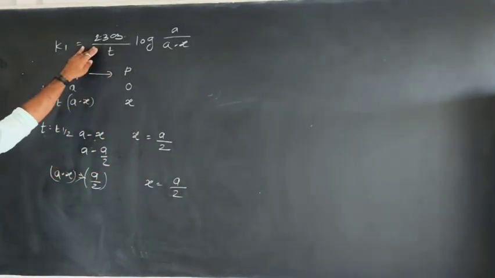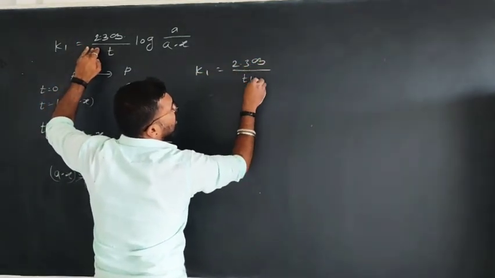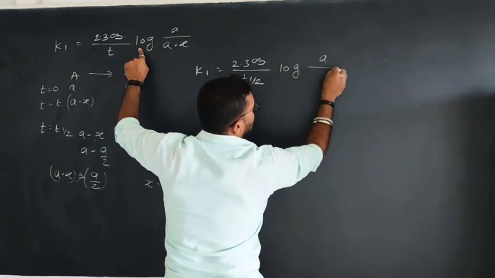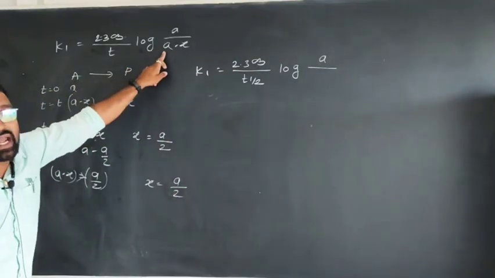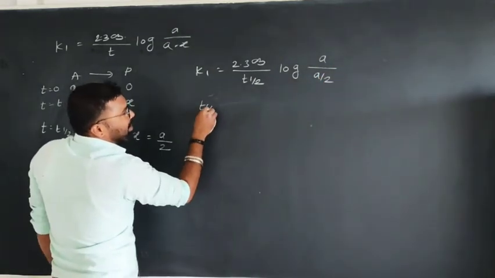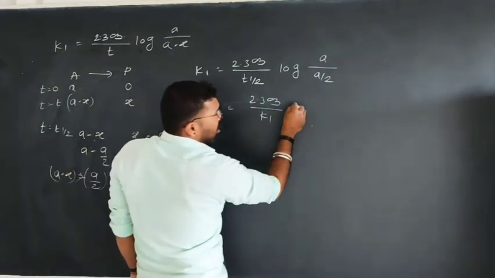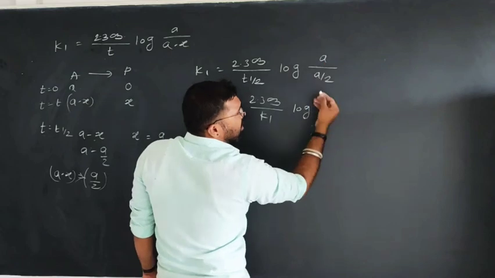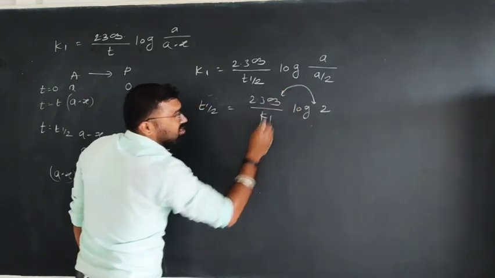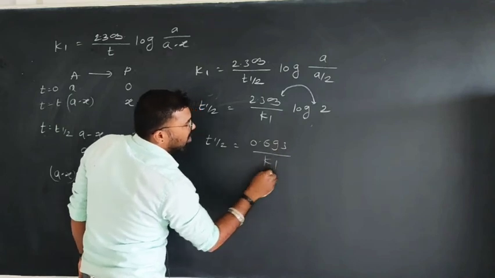Putting all these values in this equation, we get k1 is equal to 2.303 upon t half, logarithm to the base 10 of the initial concentration of reactant, that is a, it will never change, and a minus x, which is nothing but a half, right? I put t half on this side, here 2.303 upon k1. This log goes to the upper side, a will get cancelled, log 2. By multiplying these two factors, we will get t half is equal to 0.693 upon k1.